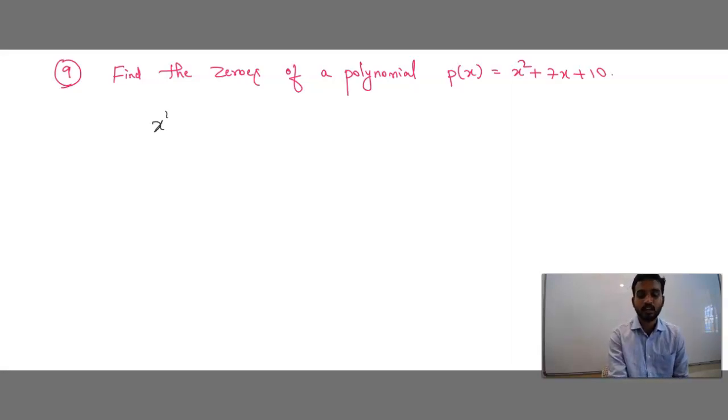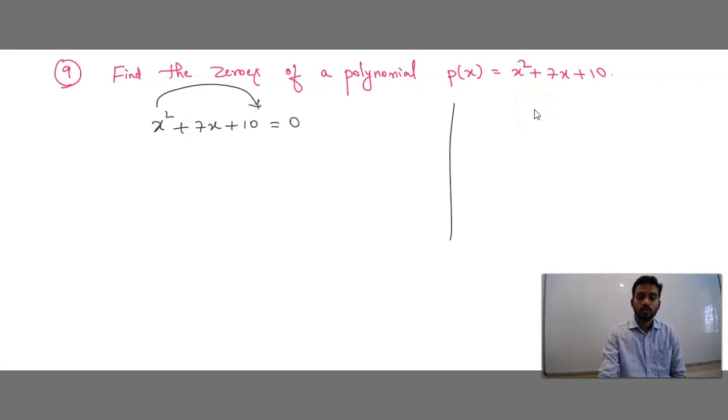Again I am repeating. x square plus 7x plus 10. Let me assume this is equals to 0, converting the expression into an equation. First multiply the first term with the last term: plus into plus is plus, x square into 10 is 10x square. In which of the tables do we multiply to get 10? 10 1s are 10, 2 5s are 10.